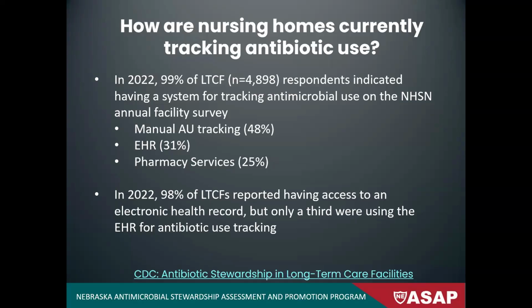But what we do see is it really varies on how people do this. And what I want to point out here is that almost half of nursing homes are still doing manual antibiotic use tracking, whether that be in an Excel spreadsheet or on paper. Only about a third of them are using their EHR system, and we'll talk about why that is. And then around a quarter of people rely on their pharmacists and their pharmacy services to either count dispensing data from the pharmacy or have their consultant pharmacists help them track this data as well, which is a really good option.